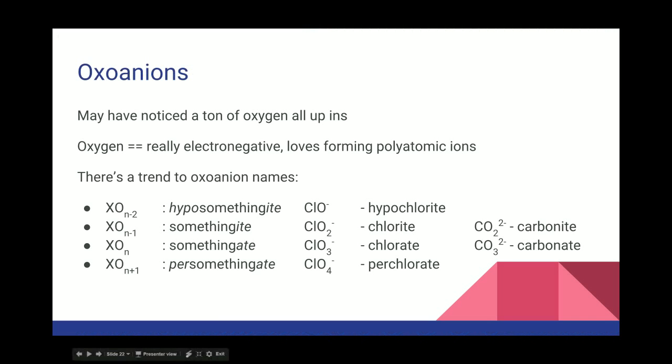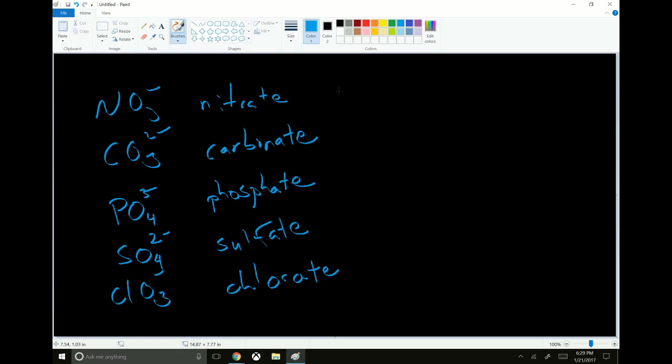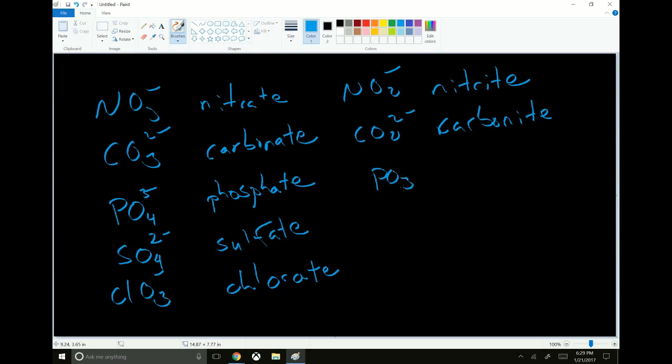Now, if you remove one oxygen, so you have one fewer oxygen bound to the same element, then it's going to end in -ite. Okay. So NO2- is nitrite. CO2 2- would be carbonite. Sorry, Star Wars fans, it's not a preserving mineral. PO3 3- is phosphite.